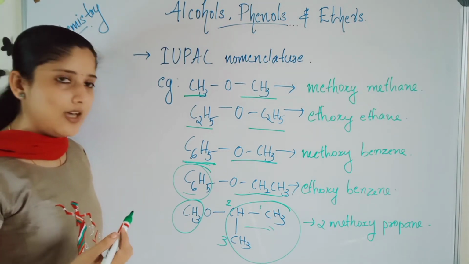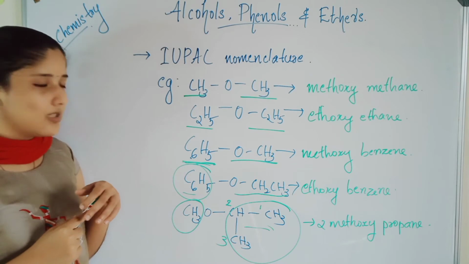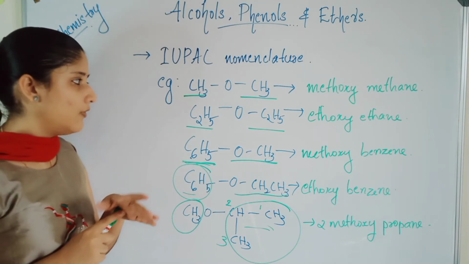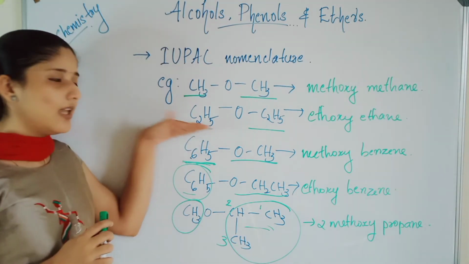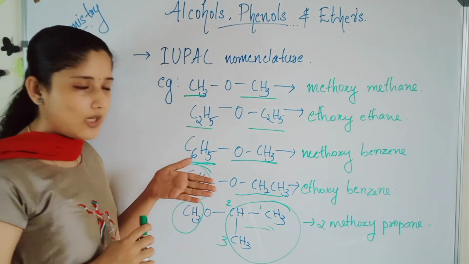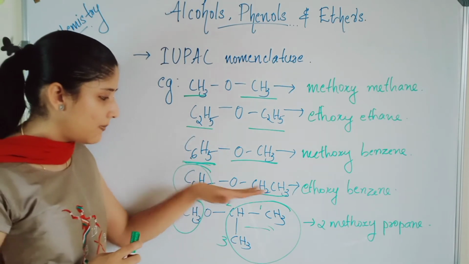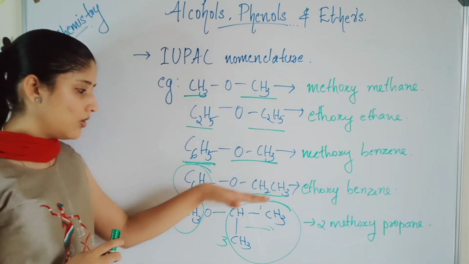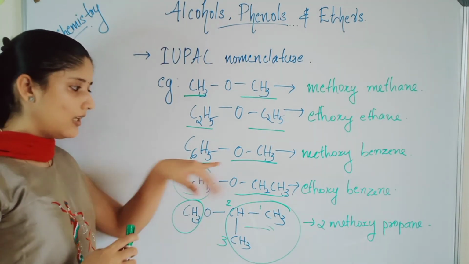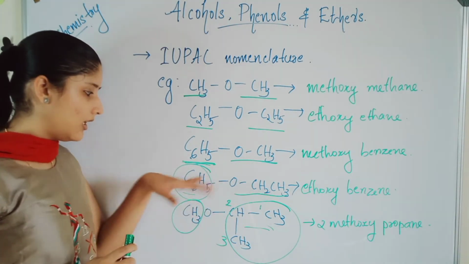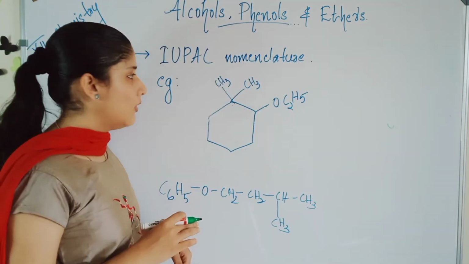2-ethoxypropane is the IUPAC name of this compound. We will first find which is the larger group, that will be the parent, and then to the other we will add oxy. So this will be ethoxyethane. Here which is the parent? CH2, CH3, so ethoxy. This is the benzene, this is the parent, and this is the other group. So ethoxybenzene. Understood?